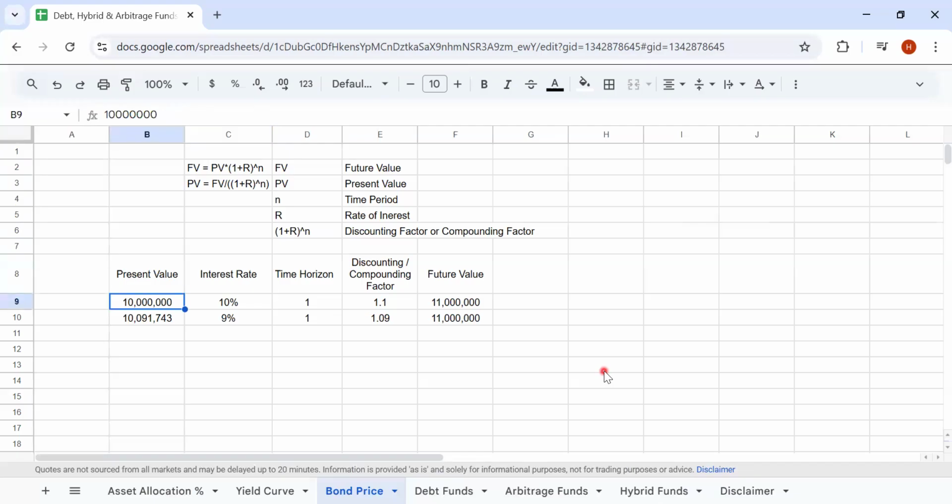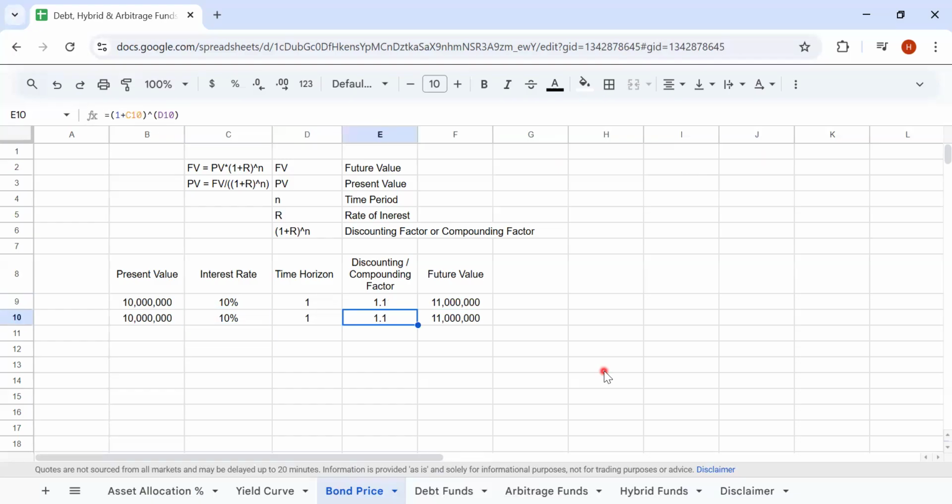Let's say you have invested 1 crore for a 1 year time horizon in the bond market. There is a recent issue and they are saying that the interest rate is 10%, right? So now the discounting factor is (1 plus r) power n. That compounding factor would be 1.1 in this case. So the future value would be 1 crore 10 lakhs.